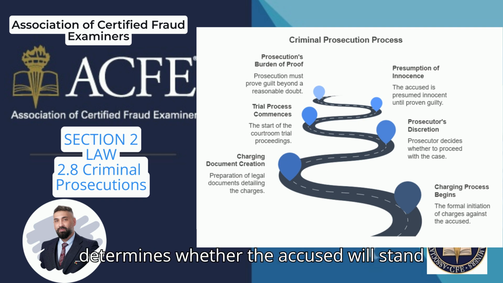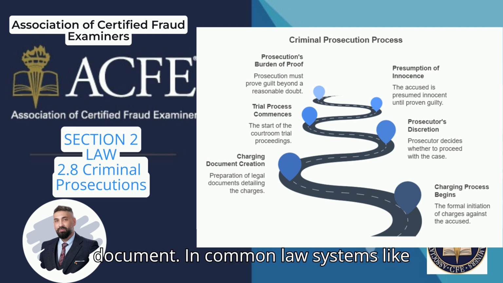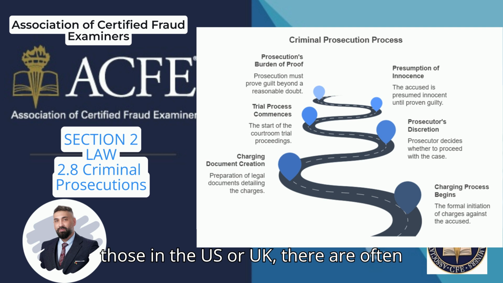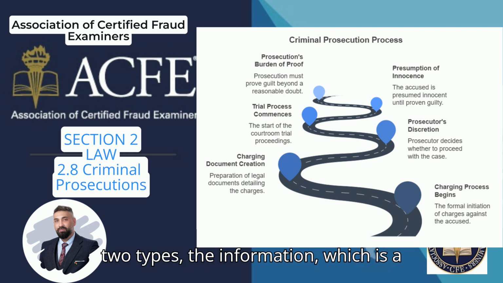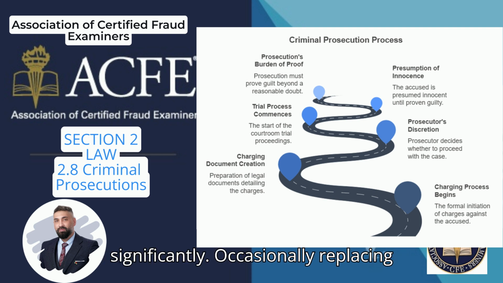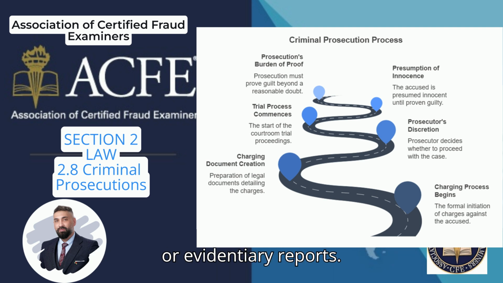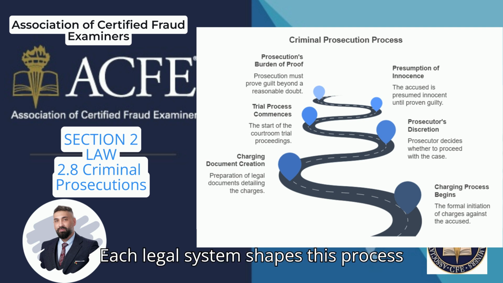This stage determines whether the accused will stand trial. The process begins with a formal document, referred to as a charging document. In common law systems like those in the US or UK, there are often two types: the information, which is a written accusation typically sworn by the police, or the indictment, reserved for serious crimes and signed by a prosecutor after preliminary evidence is reviewed. Meanwhile, in civil law systems, the procedures can differ significantly, occasionally replacing charging documents with arrest warrants or evidentiary reports. Each legal system shapes this process based on its traditions and principles.